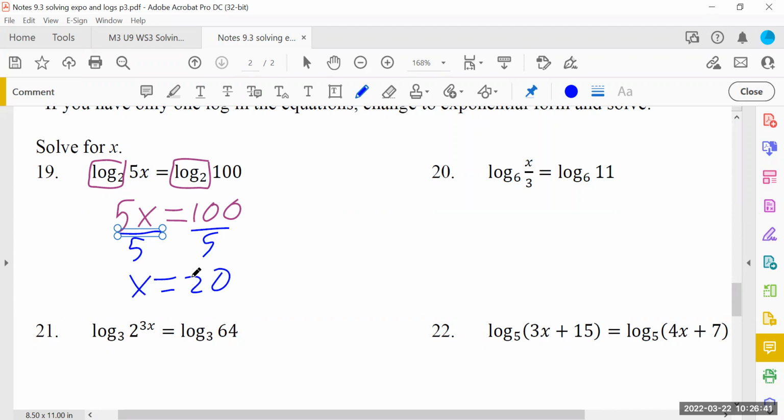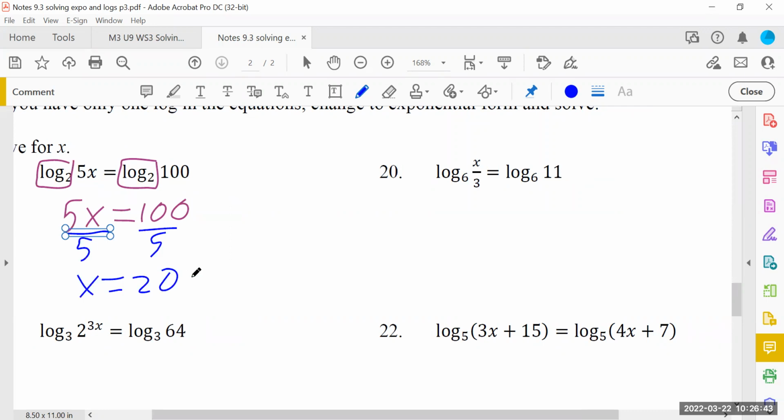Super simple. Number 20, same idea. Log base 6, log base 6 already matches. You can ignore them and just look at the x over 3 equals 11.